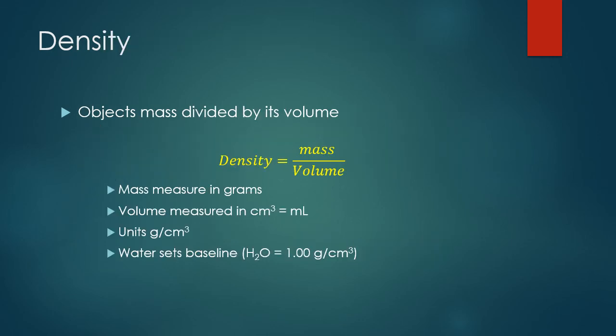The last equation we're going to look at in this chapter is density. Density is an object's mass divided by its volume. So the more dense an object is, the heavier it is.